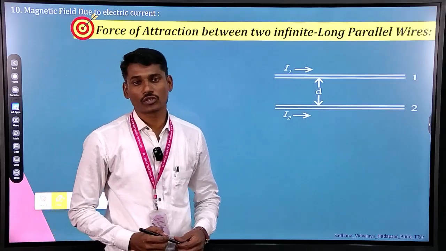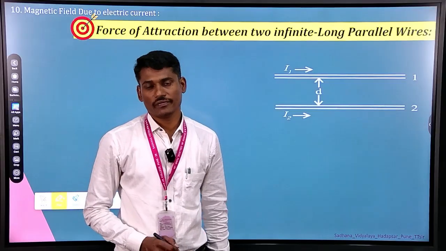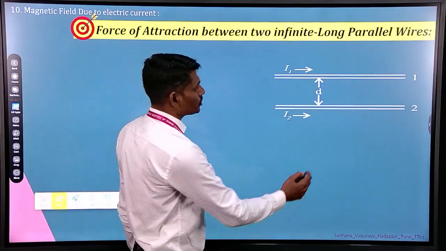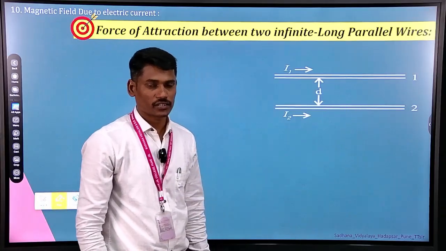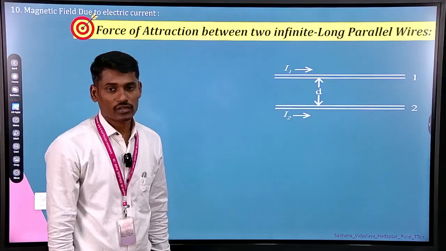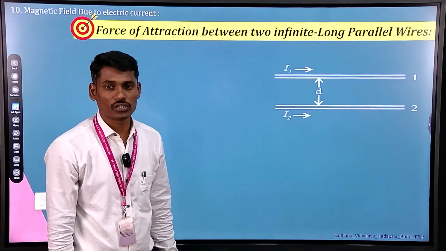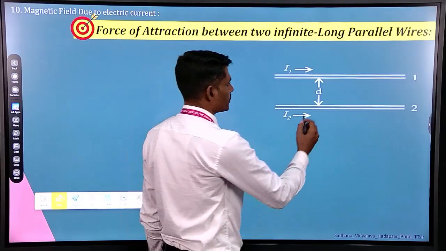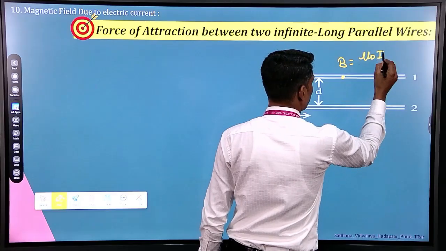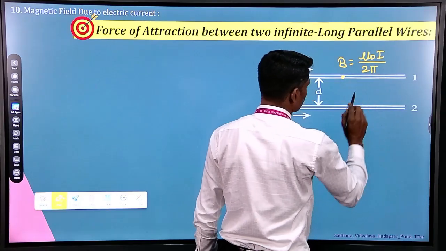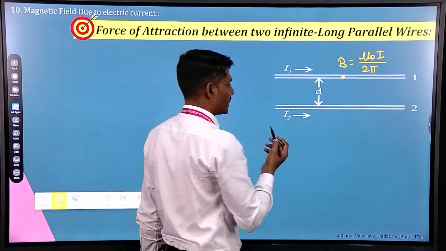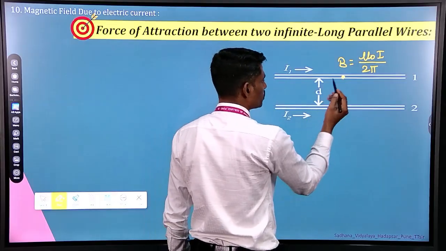Now next point is the force of attraction between two infinite long parallel wires. Here we find out the force of attraction between these two conductors, conductor 1 and conductor 2. These conductors are infinite long conductors, right. Now we have seen that the magnetic field due to the infinite long straight wire is B equal to μ0 I upon 2 pi R. What is R here? R is the distance of that point from the straight conductor. Here we consider the distance between these two conductors is D.